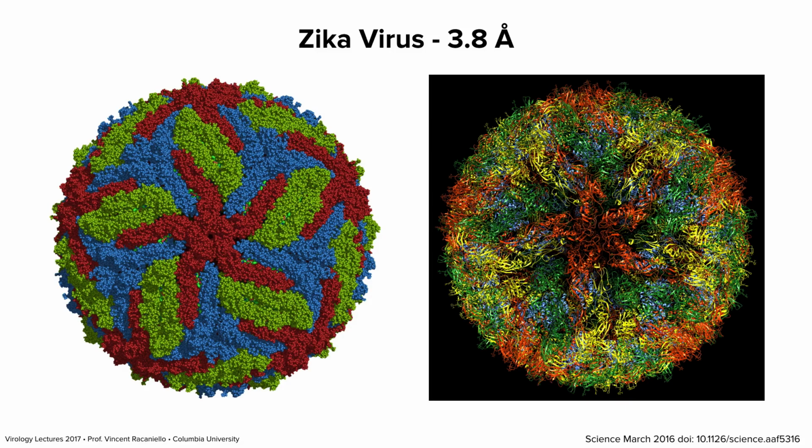On the left, I made a space-filling image. In this, I took every atom and made it a sphere and colored the different polypeptides differently, so you can see the symmetrical arrangement on the capsid. And on the right is an image where I just drew the alpha carbon trace, and there's some indications of beta sheets here as well.